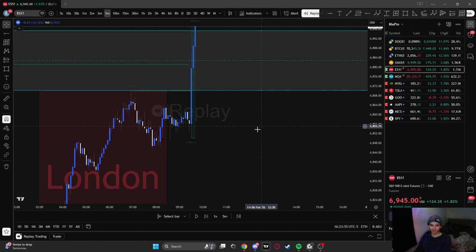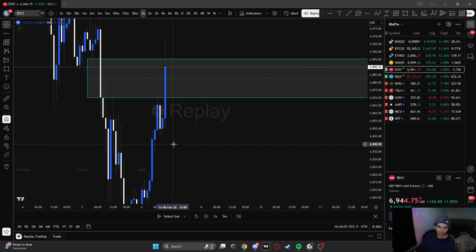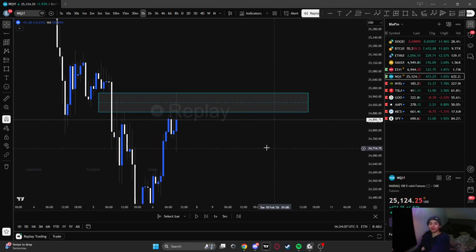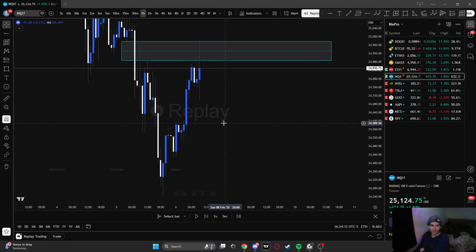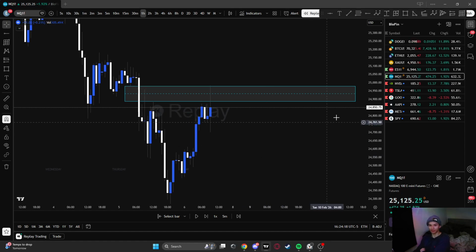So we see in the 5-minute, price comes down, sweeps out these 1-hour lows on NQ, making a bullish SMT. Now, in the 1-hour trend, price is respecting these gaps, right? Breaking structure. So we're in a bullish trend on the 1-hour.